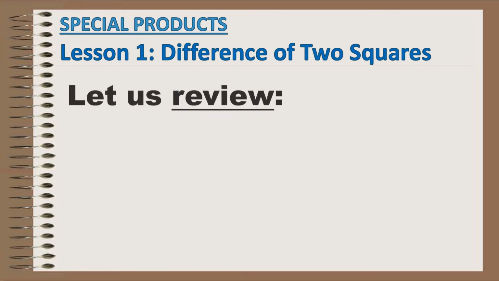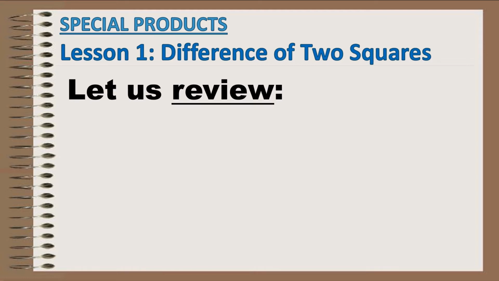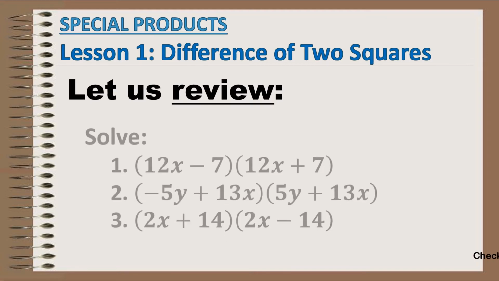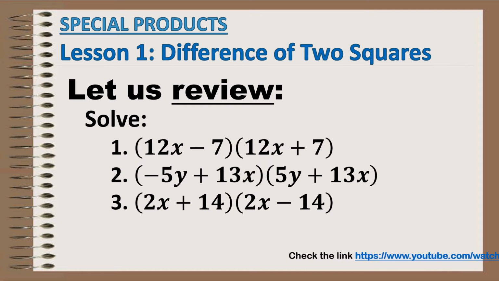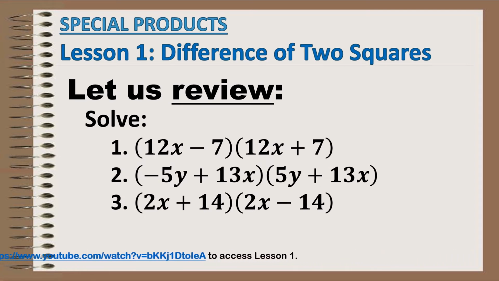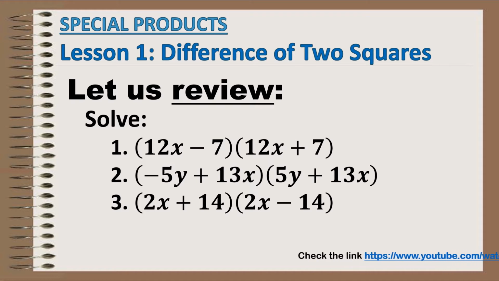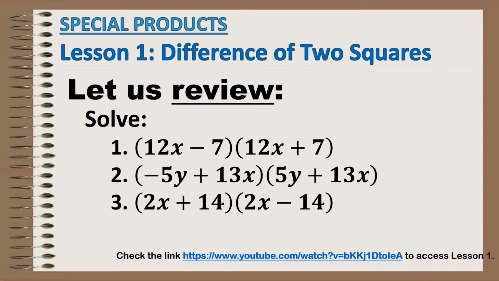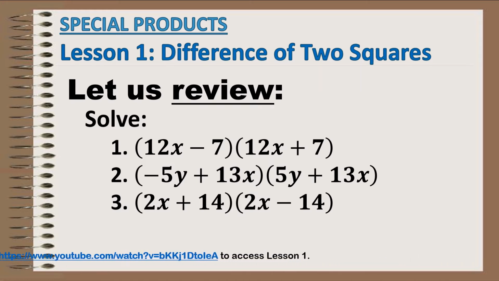Alright, let us continue our review on the difference of two squares. Let us solve the quantity of 12x minus 7 times 12x plus 7. The quantity of negative 5y plus 13x times the quantity of 5y plus 13x. The quantity of 2x plus 14 times the quantity of 2x minus 14.